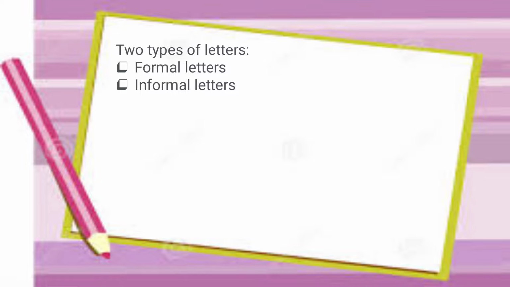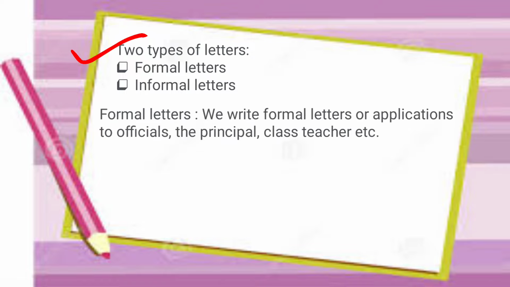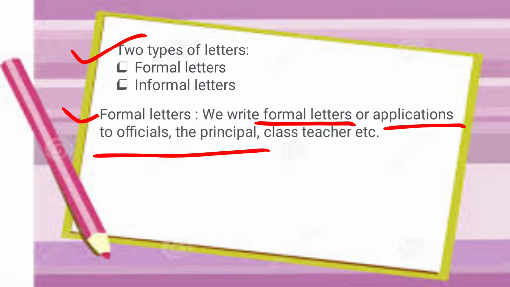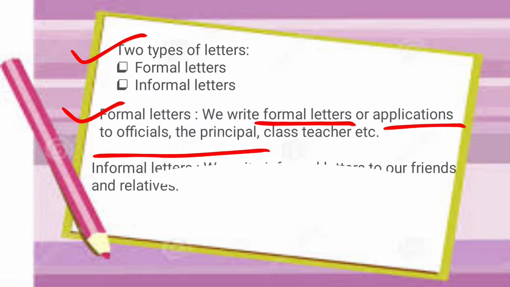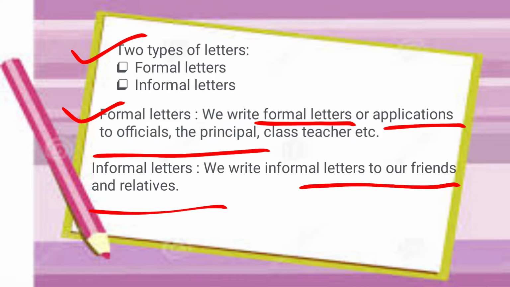All right? So, how many types of letters are there? There are two types of letters. One is formal letters and the second is informal letters. We write formal letters or applications to officials, the principals, class teachers, etc. And what is an informal letter? Informal letters we write to our friends and relatives.